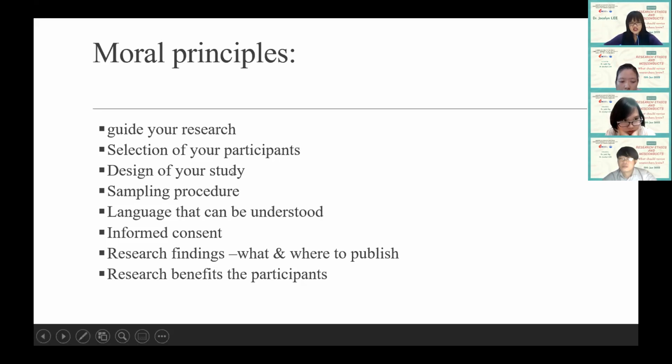The design of your study. How do you design the study? The sampling procedure. How do you conduct the research? The language that can be understood, as I've said earlier. Is that too difficult for them? Or maybe English is not their first language. Would you use their mother tongue instead? And you must have informed consent. They must know the risks and the potential risks and probably the benefits in order to participate in your study.